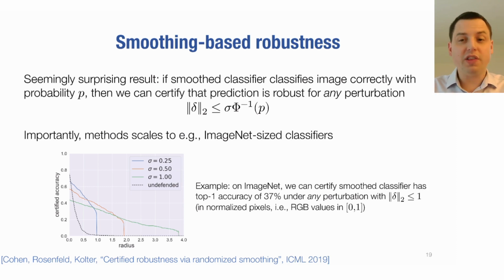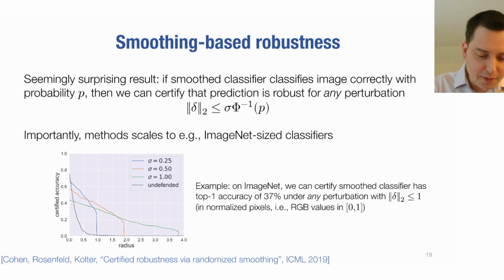But most importantly, this method does scale to much larger domains. So it scales in particular to things like ImageNet, and you can train ImageNet size classifiers that give you provable robustness. And this is one of the first times, or this technique really is the first one. This class of techniques, ours and other people's works, was the first class of techniques that were able to get this certified robustness at the scale of ImageNet.